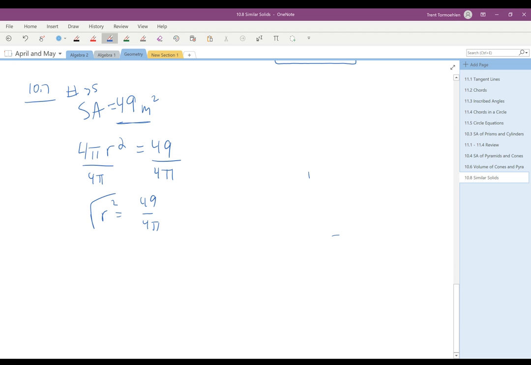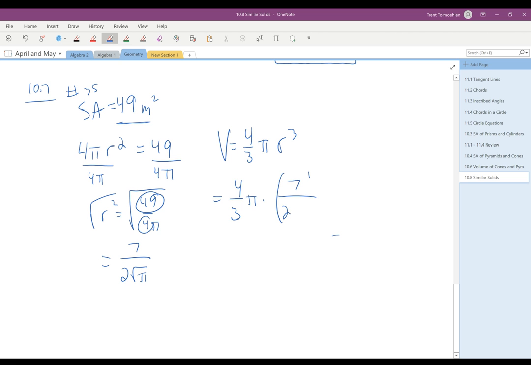So when we take the square root of both sides, we end up with 7 over 2 radical pi, because the square root of 49 is 7, the square root of 4 is 2, and so we just have the square root of pi left over. So when we do the volume, our volume formula is 4/3 pi times the radius cubed, so that works out to be 4/3 times pi times 7 over 2 radical pi, to the third.